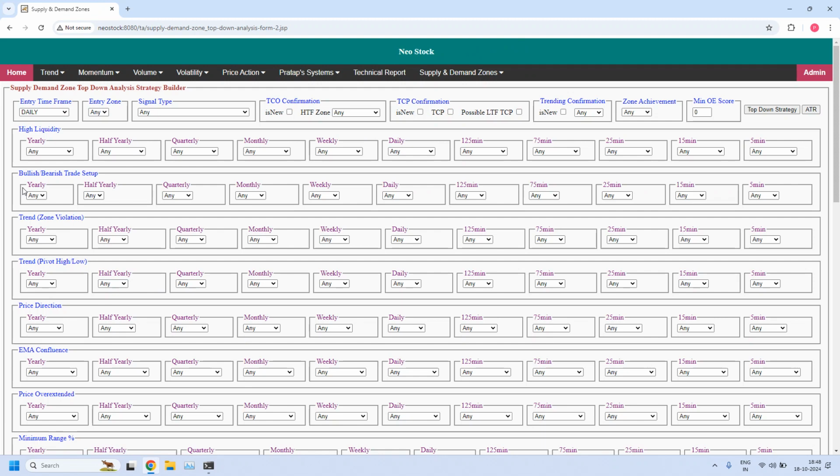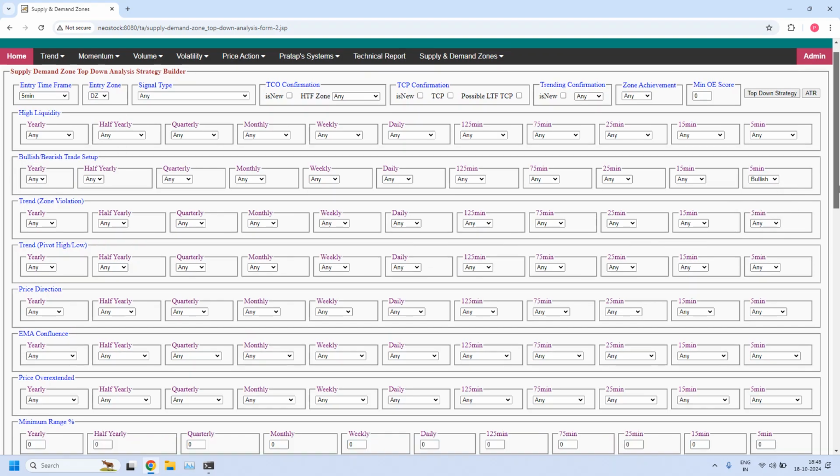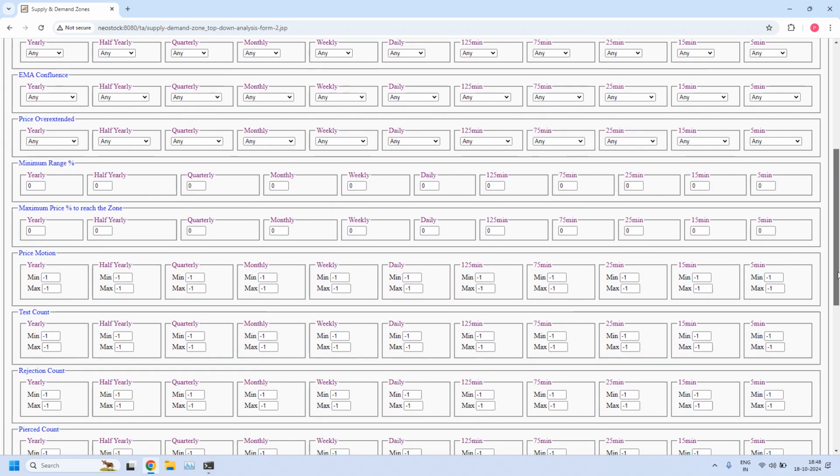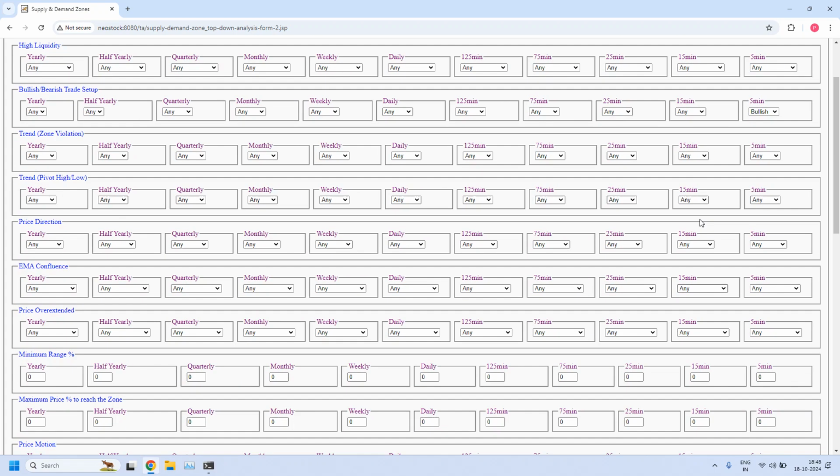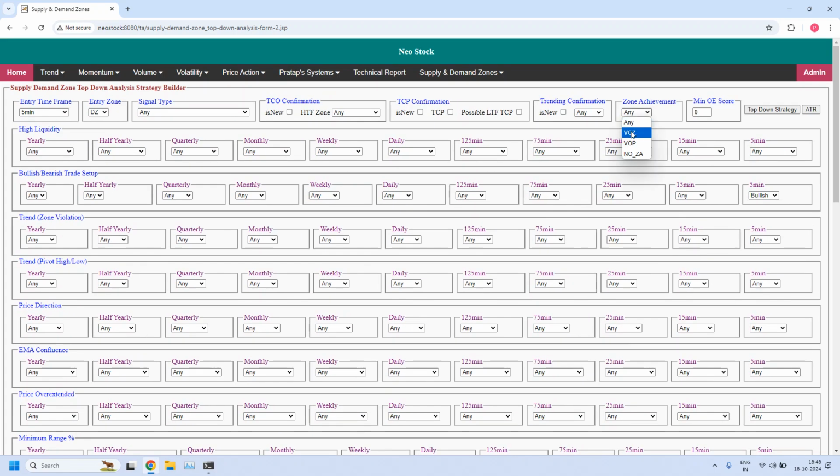Next is the hourly income trade bullish trade setup. Entry time frame 5 minutes, entry zone demand zone. In bullish or bearish trade setup at 5 minutes, I am selecting bullish. The 5 minutes demand zone should not be pierced. So in the pierced count at 5 minutes, I am setting minimum value 0, maximum value 0. And zone achievement should be violated opposing zone. Minimum odd enhancer score should be 12.